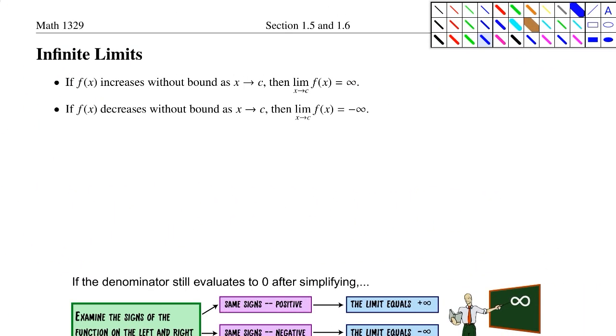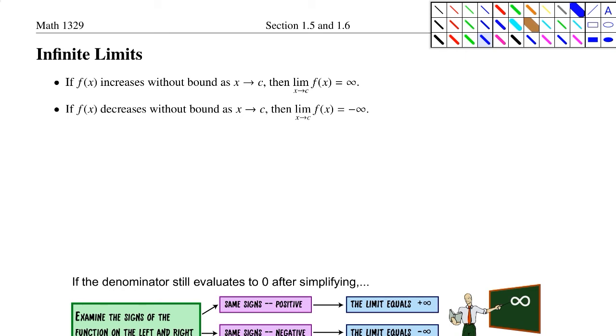Let's take a look at infinite limits. So, if f of x is a function that increases without bound as x approaches c, then the limit as x approaches c of f of x is equal to infinity. And if f of x decreases without bound as x approaches c, then the limit as x approaches c of f of x is equal to negative infinity. So again, these limits do not exist technically, but the limit is describing the behavior as the function gets closer and closer to c with the x values.